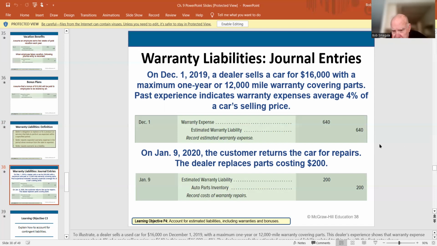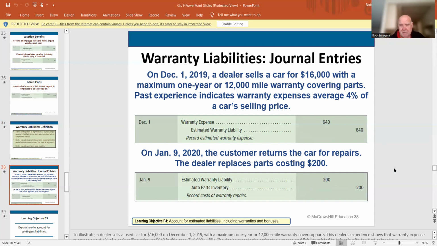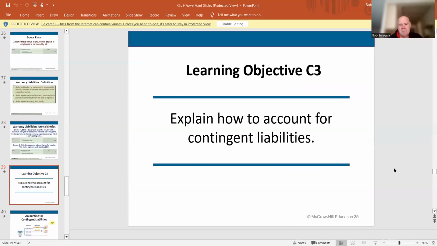Now, somebody actually returns the car for $200 of repairs. In this case, we've already set up this liability for $640, so we're going to use it. Somebody just returned their car for repairs. We debit the liability for $200, and we credit, in this case, the inventory, the parts. It was just a matter of replacing parts. It could have been labor involved, then we have the labor.